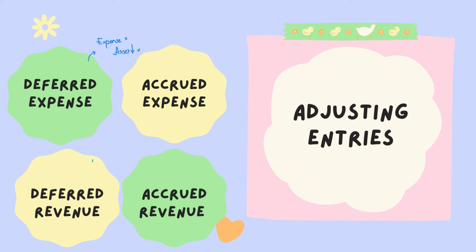For the deferred revenue, it means I received in advance, but it's not earned yet. So when it's earned, I need to decrease the liability account on the debit side, which is unearned revenue, and on the credit side, I need to credit a revenue account.